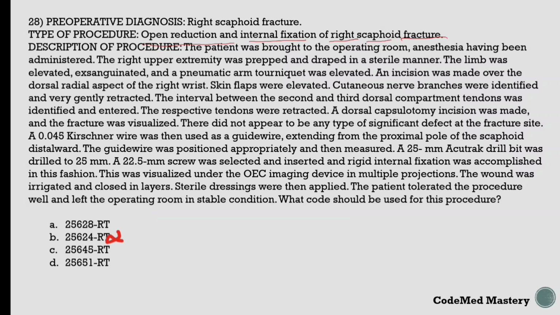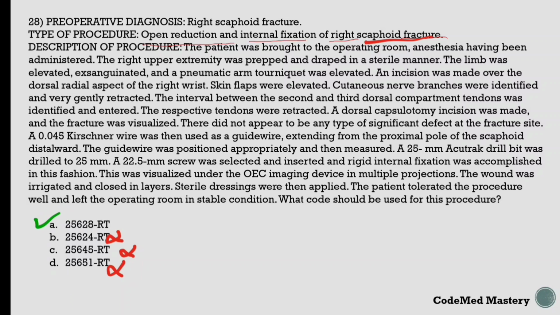Let us look at option C, 25645, that is for open treatment of carpal bone fracture other than carpal scaphoid fracture, right? But in our case, it is open treatment of carpal scaphoid bone only, scaphoid fracture, right? So, it cannot be other than carpal scaphoid, which is in code 25645. So, we'll eliminate the option C. Coming to option D, 25651, that is for percutaneous skeletal fixation of ulnar styloid fracture. That is also wrong.